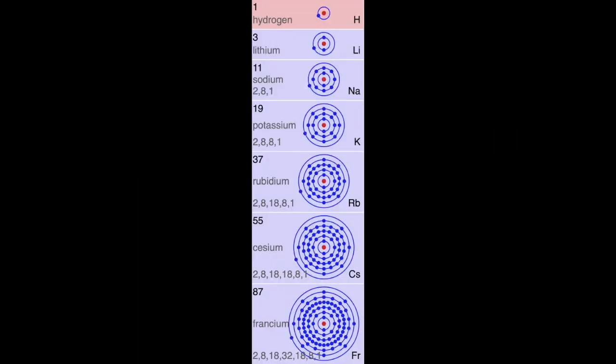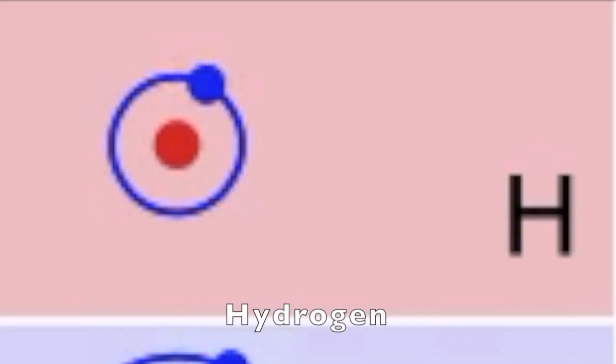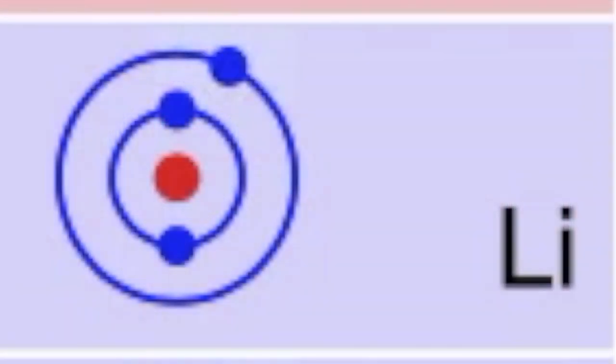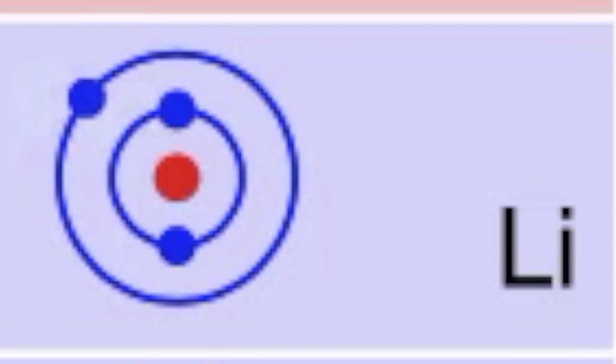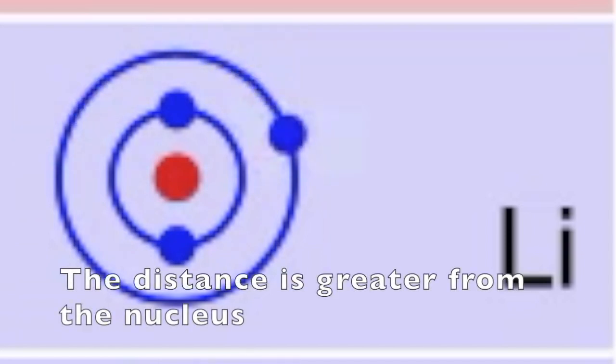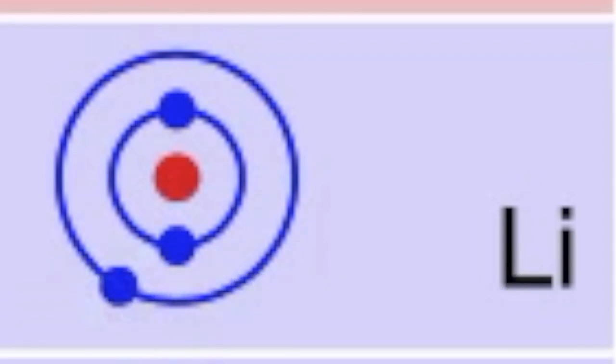Take a look at this wonderful little simulation from javalab.org. Let's look at hydrogen. Notice that there is only one shell, only one energy level. And when we move down the column to period 2, where lithium is, notice that we add a new energy level. This one is farther out. The distance is greater from the nucleus. So it's not surprising that the atomic radius is a little larger than it was for hydrogen.